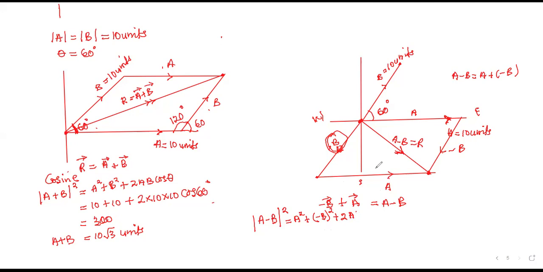Okay, sir. Now, what is the angle between A and minus B here? Please, what's the angle between A and minus B here? 150. Open your eyes. It's not 150. What's this angle? It's 120. Yes. So plus 2AB times the cosine of that angle, 120.